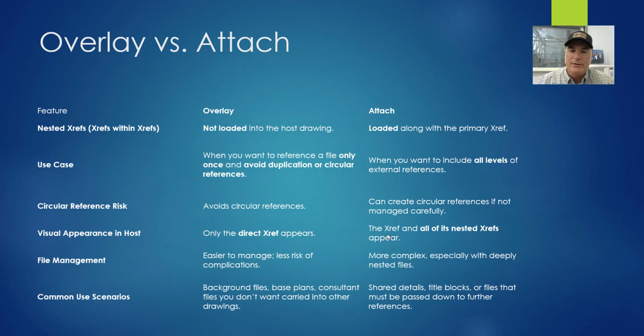The main difference between overlay and attach is that when I use the overlay function, AutoCAD does not look at any of the nested XREFs. It only looks at the direct file that I have referenced in that dialog box. So it avoids those circular references. It's easier to manage, and I only get what I'm looking for. If I also decide that I need drawing C, then I can use overlay to get drawing C as well, and I won't get any of the references in it.